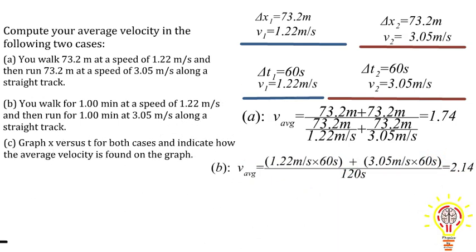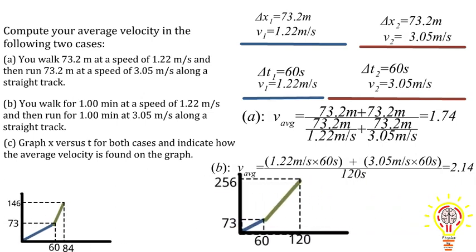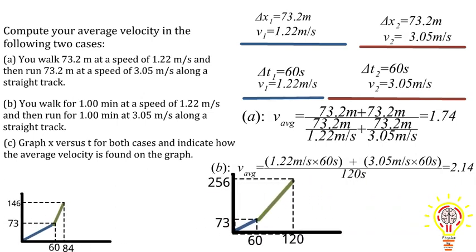Here are the graphs for both cases. The first graph on the left consists of two solid line segments. The slope of the first line segment is 1.22 and the slope of the second line segment is 3.05.